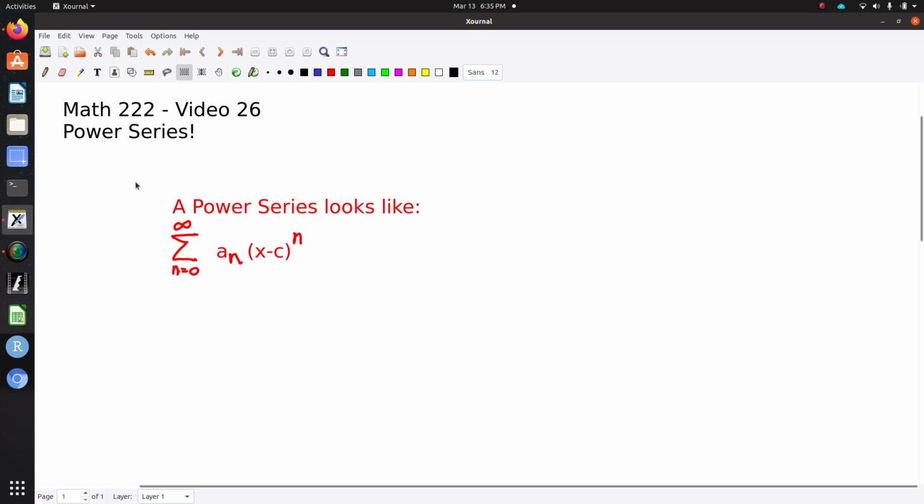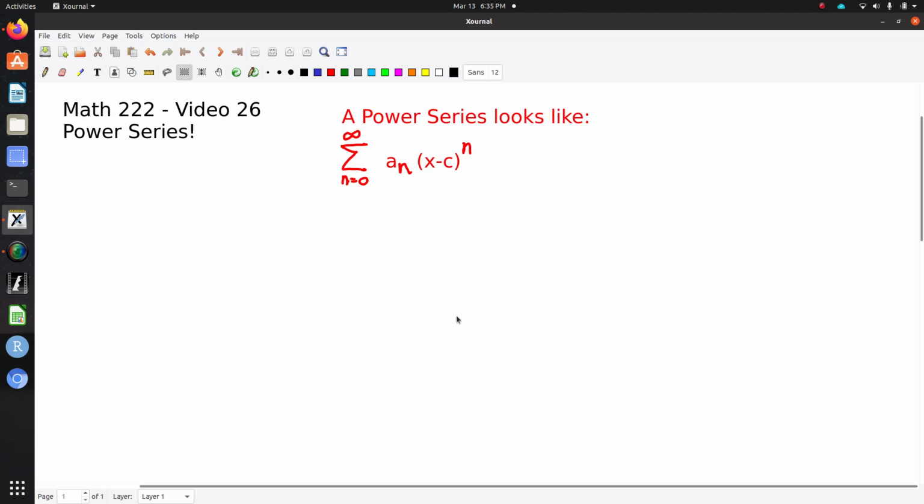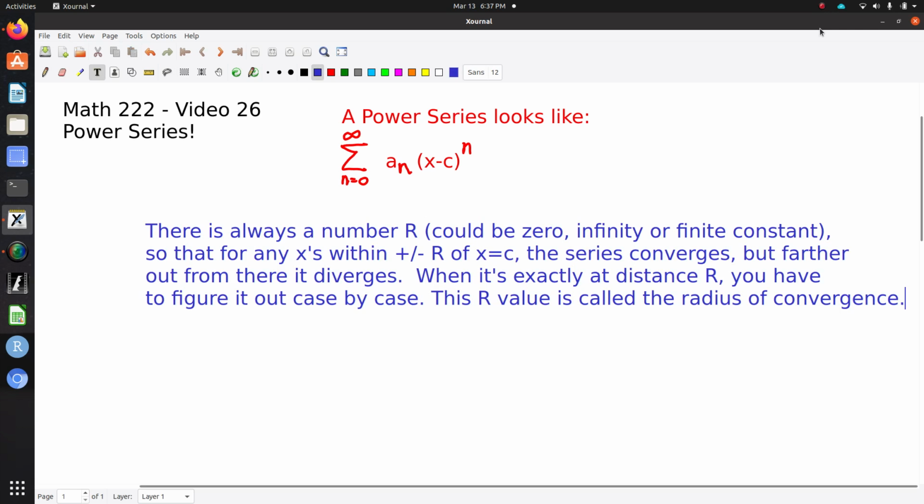Okay, now we need more tools so that we can go on to question 3. It's asking you about the radius of convergence, and I need to tell you what the radius of convergence means. Okay, so there is always a number, we're going to call it capital R. It could be 0, it could be infinity, it could be a finite constant, but it always exists, so that for any x's within plus or minus that distance R of the center on the x-axis, then the series converges. But farther out from there, it diverges.